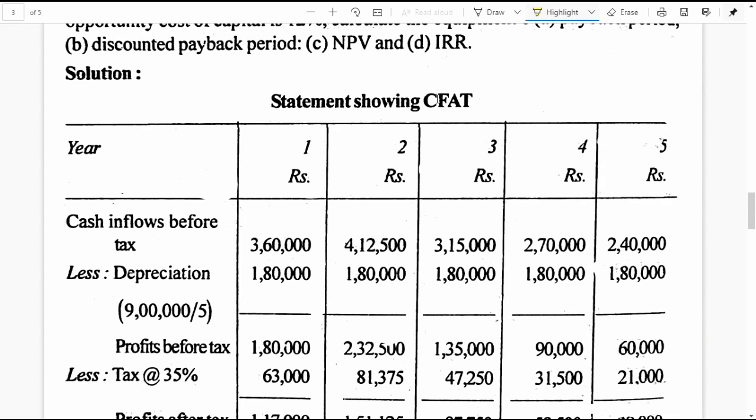Statement showing cash flow after tax. That means we are going to find out the cash inflow from the project, which is otherwise known as profit after taxation but before depreciation. We are given with the profit before tax as per the problem. So that are presented here in the first row.